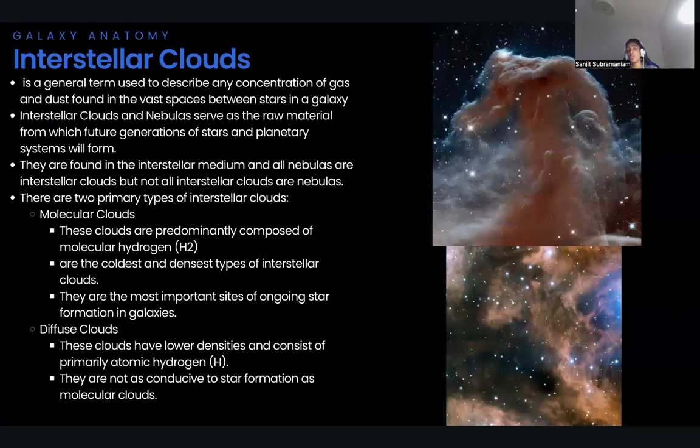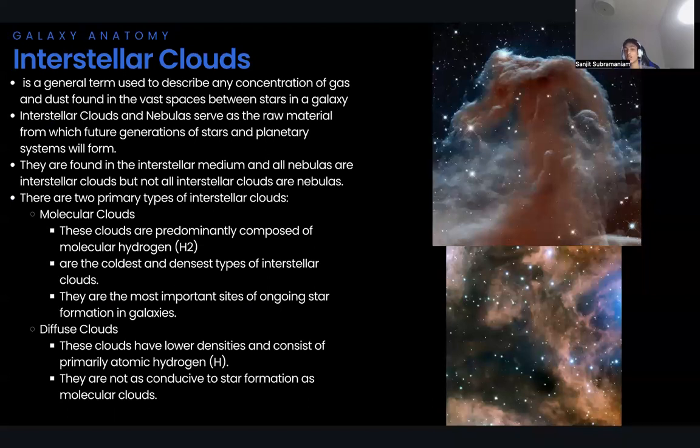Interstellar clouds play a crucial role in the process of star formation, and when the gas and dust in a cloud become dense enough, gravity begins to pull material together, eventually leading to the birth of new stars. They are found in the interstellar medium, and all nebulas are interstellar clouds, but not all clouds are nebulas. There are two primary types of interstellar clouds: molecular clouds and diffuse clouds.